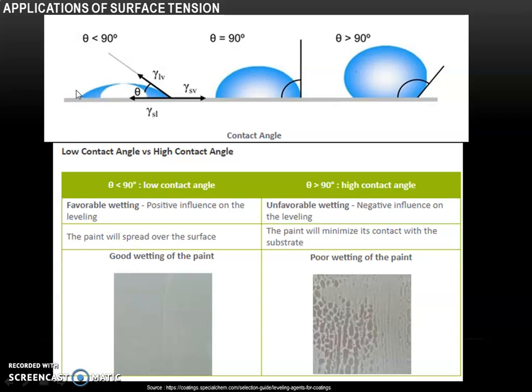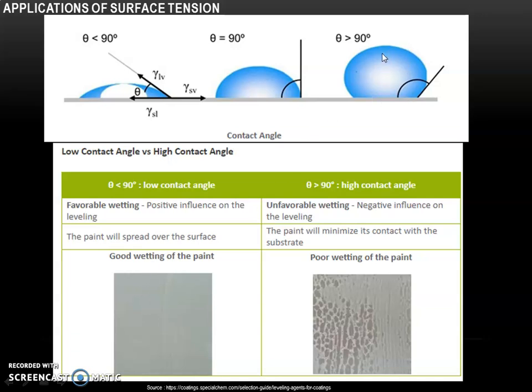Let us consider this as a drop of paint wherein angle theta is equal to a value which is less than 90 degrees. So it is referred to as low contact angle, and hence it is referred to as favorable wetting. That means there is positive influence on the leveling, and due to this the paint will spread over the surface, and from the figure we can see that there is good wetting of the paint.